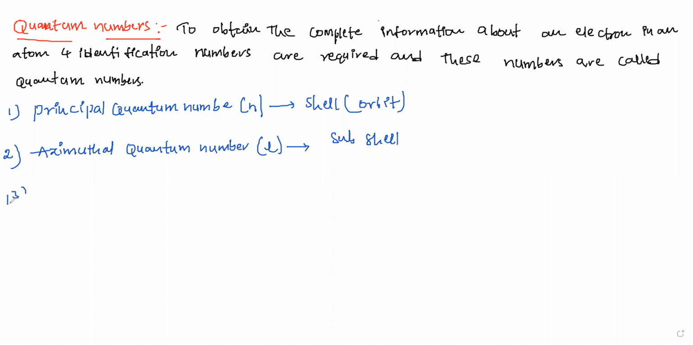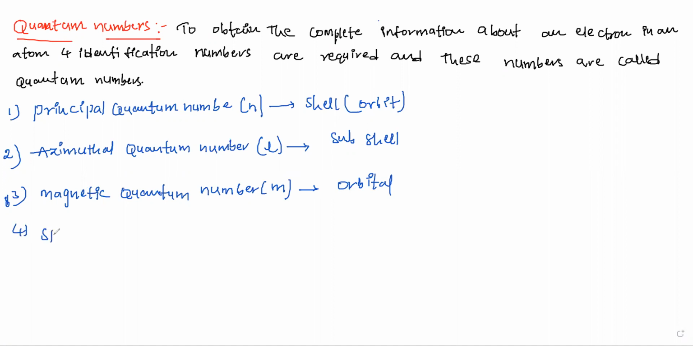And the third quantum number is the magnetic quantum number. This is represented by m, and it tells about the orbital, the information about which orbital the electron belongs to.